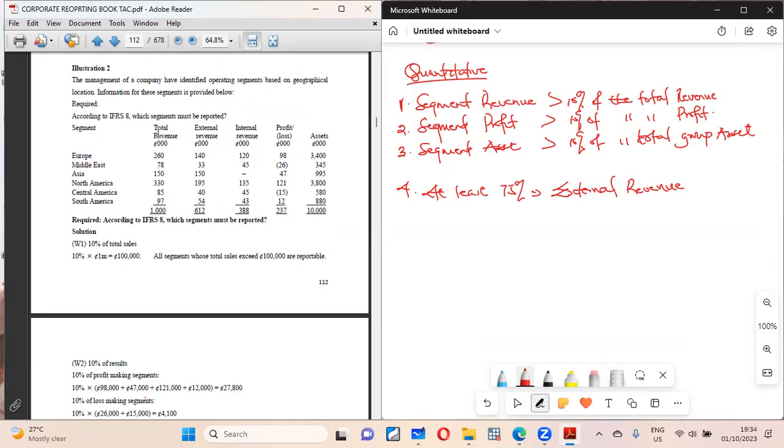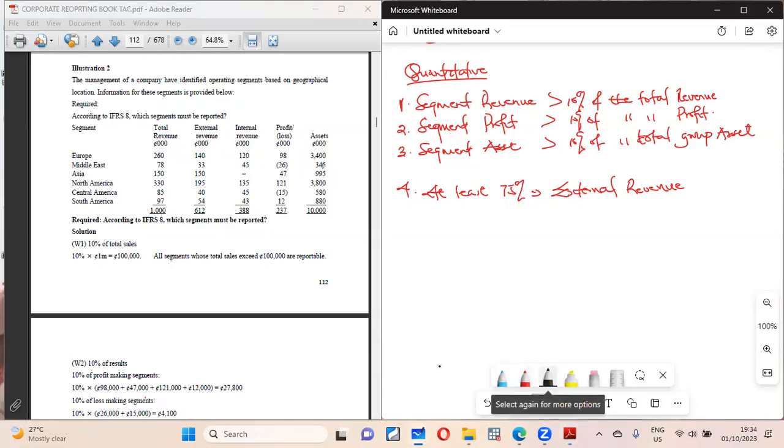You see, this is the total revenue. The total revenue is made up of external revenue, 140, and internal revenue, 120. We have profit or loss for the group. This is it, and this is the asset. You remember we said, required according to IFRS 8, which segment must be reported as an operating segment.